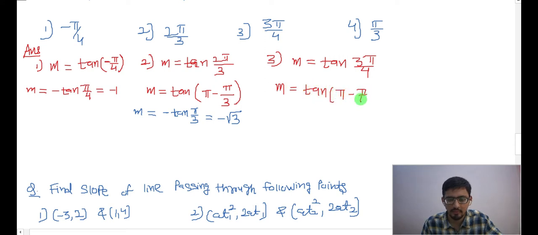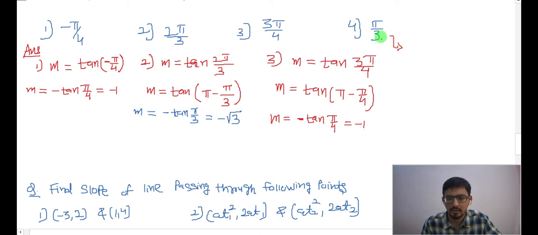So 3 pi by 4, what can I write? Pi minus pi by 4 I can write. The pi minus, which quadrant? Second quadrant. In that, tan will be negative. The answer for this will be what? Negative tan pi by 4, which will basically be negative 1. And this question orally we can understand.